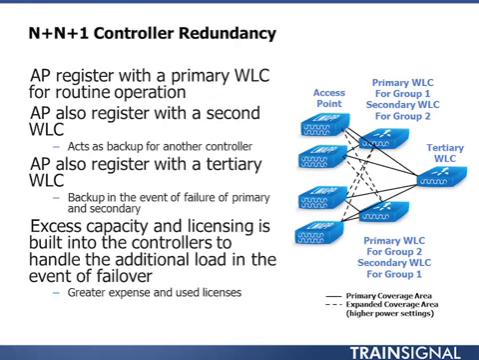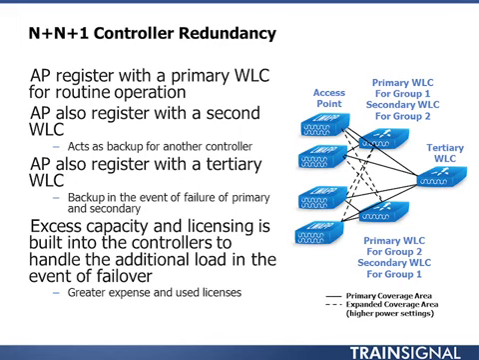So our third is our N+N+1 controller redundancy model. And if you look at this diagram, it's a bit like putting the two previous diagrams together in one. In this scenario, you have two controllers backing up each other. Some access points are connected with a solid black line into the second wireless LAN controller. And then you have a third controller that backs up the two primary controllers.